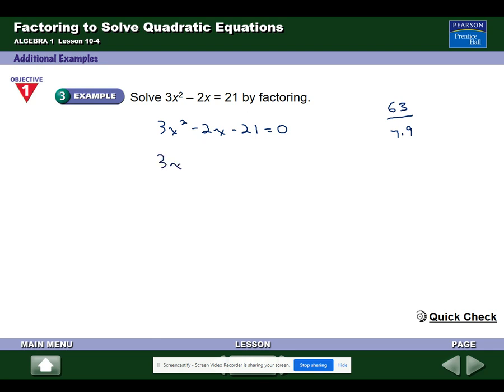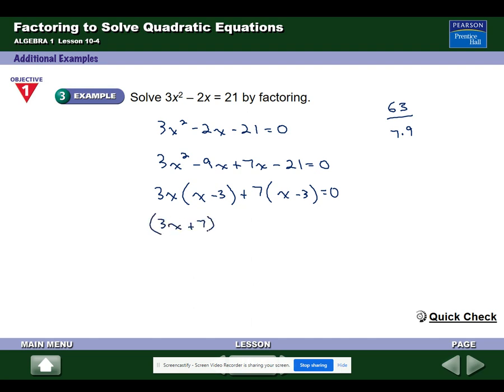So I can rewrite this as 3x squared minus 9x plus 7x minus 21 equals 0. Factoring by grouping, I can take out a 3x from the first two terms, leaving me with x minus 3. Taking 7 out of the second two terms would leave me with, again, x minus 3. So factored form would be 3x plus 7 times x minus 3 equals 0. Okay, so if you're factoring by grouping, that's how you would have done it.